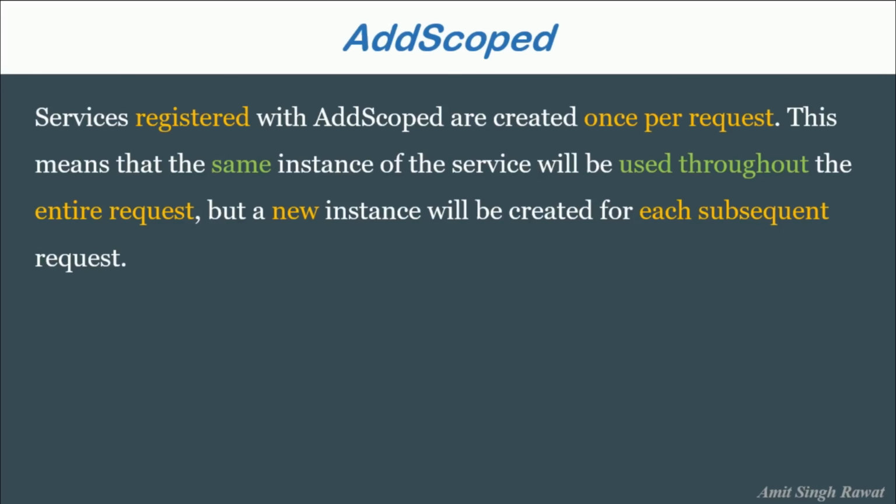Services registered with AddScoped are created once per request. This means that the same instance of the service will be used throughout the entire request, but a new instance will be created for each subsequent request. So sometimes you want to use the same object within the same request, or you can say within the same scope, or within the same action method. But if we hit a new HTTP request, we want to create a new object. In such a scenario, we can use AddScoped.